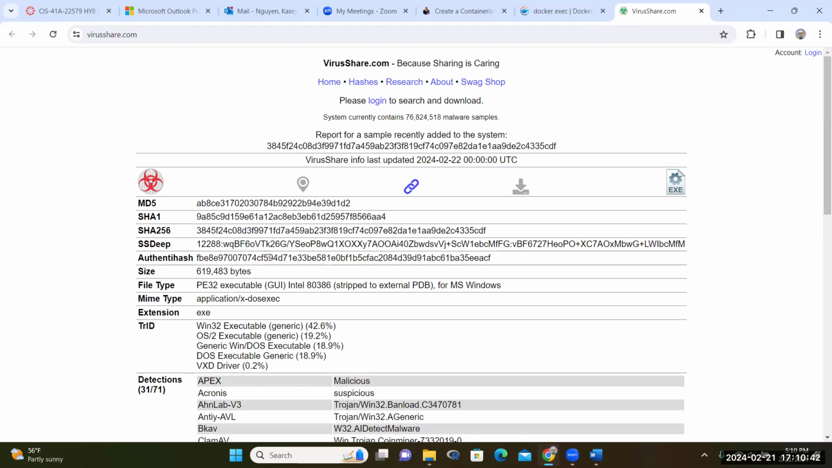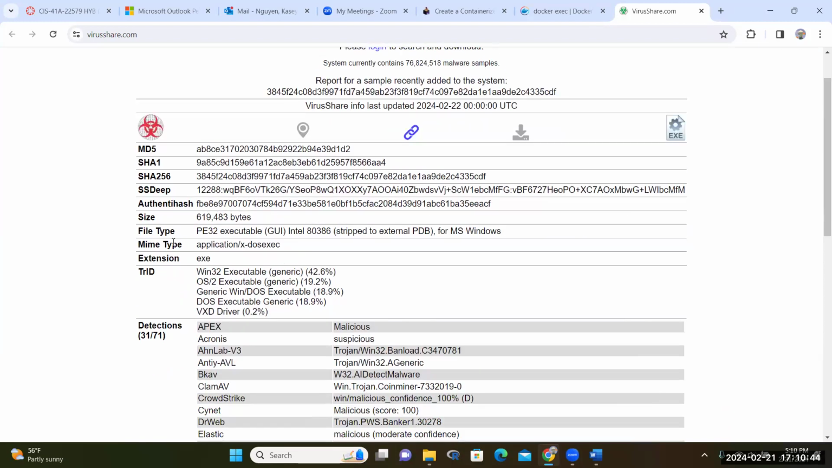Okay, the size, the file type, and then the MIME type. So it is a DOS executable. When you see this, what does that mean to you? It's Windows based, right? You can tell that here. It tells you that the match for this is Win32, so a 32-bit executable.